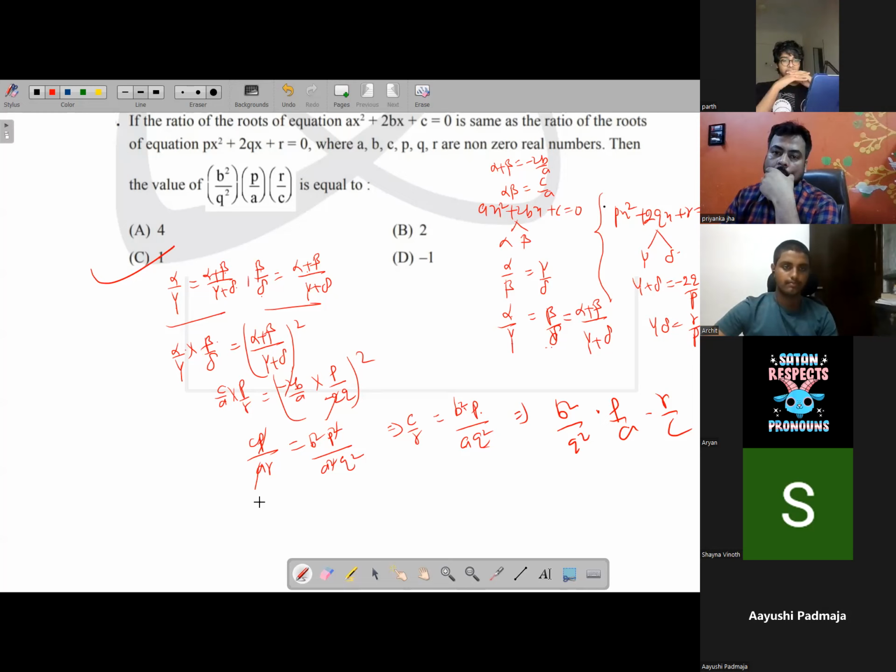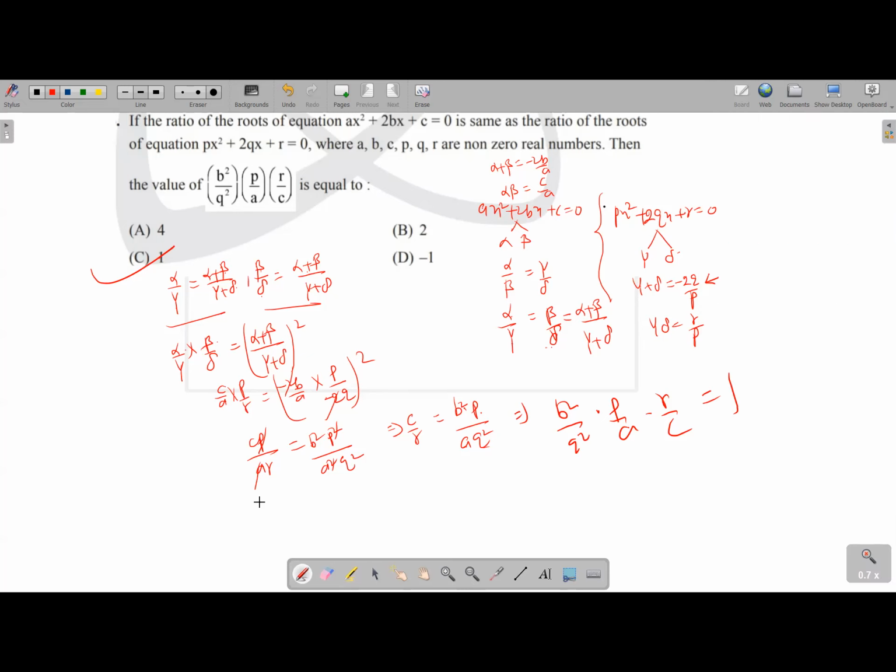So how did it get cancelled out in the last step? Sorry, how did it get cancelled out, sir, in the last step? Here, minus 2 and minus 2 will cancel. And then 1p and 1p will cancel. From here it is p, here it is p square. So 1p and 1p will cancel. And here it is a and this is a square. Just simplify it.